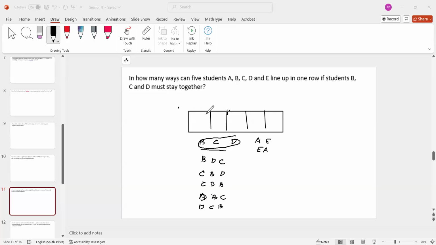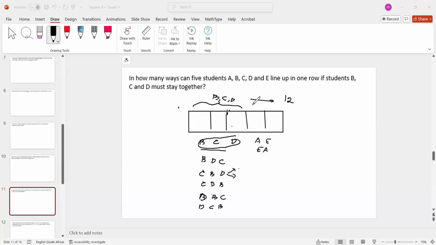So with B, C, and D in any order in this position, for each choice of these, there are 2 choices to finish off. You can put AE or EA. So there are 2 choices. That gives you 12 altogether. For each choice of this, you got 12.